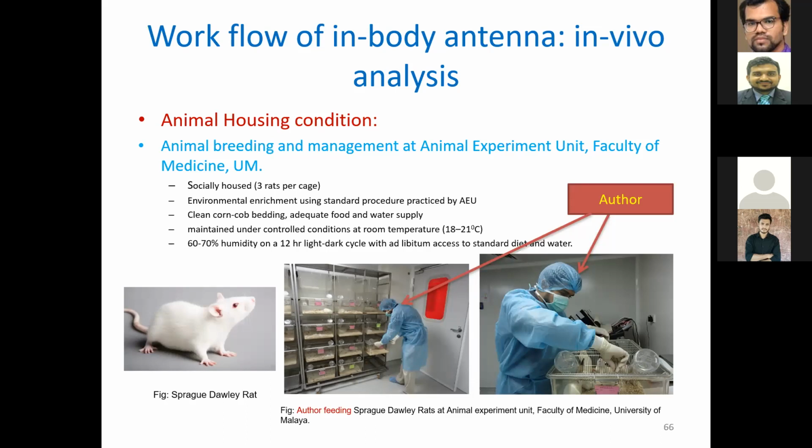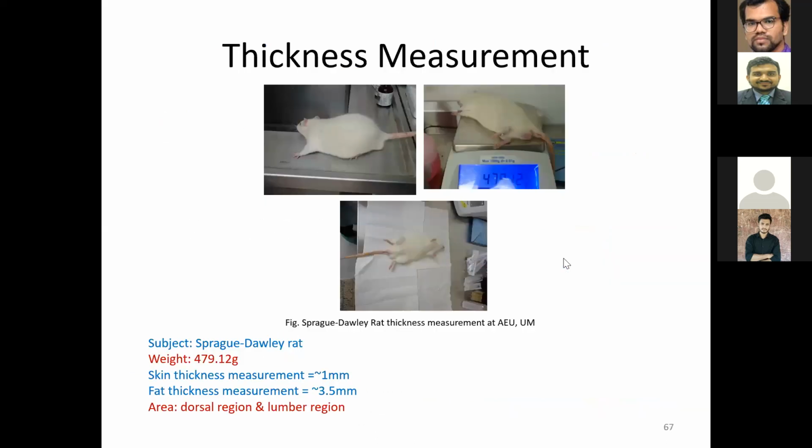Okay, anyway, this is the animal house where we need to feed the SD rats from time to time. Every day we need to go and feed them, and we can keep 3 rats per case. The environment needs to be balanced, and the temperature should be 20 to 21 degrees centigrade. Humidity should be balanced, with day and night 12 hours each. We did all of this in the animal house in the Faculty of Medicine, University of Malaya. So we breed the rats from babies.